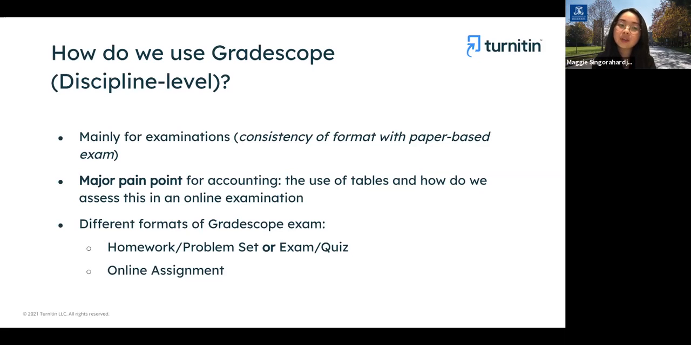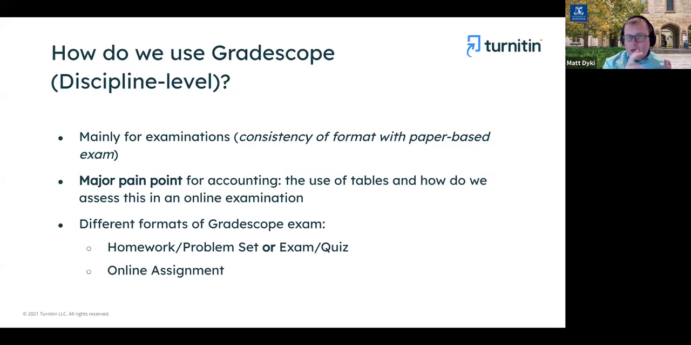So in terms of how we use Gradescope in the accounting department, both from a discipline level but also within the specific subject that Matt and I teach, we mainly use Gradescope for examinations. Particularly in the subject that we teach, Gradescope enables a consistency of format with the paper-based exam. We were able to ask the same type of questions that we have asked in the paper-based exam on Gradescope. So this gave us that flexibility as well, and an easy transition into an online exam.